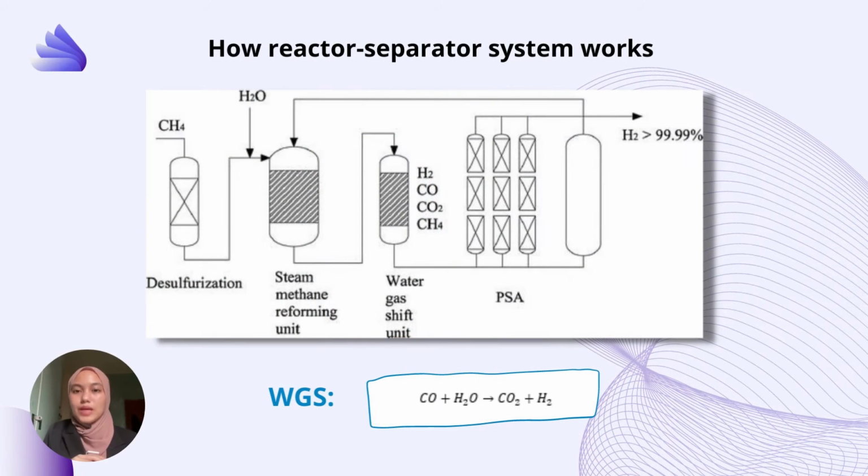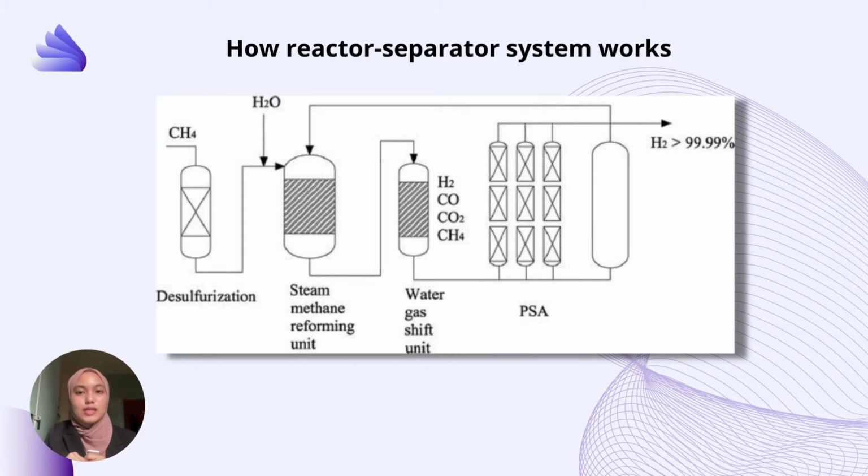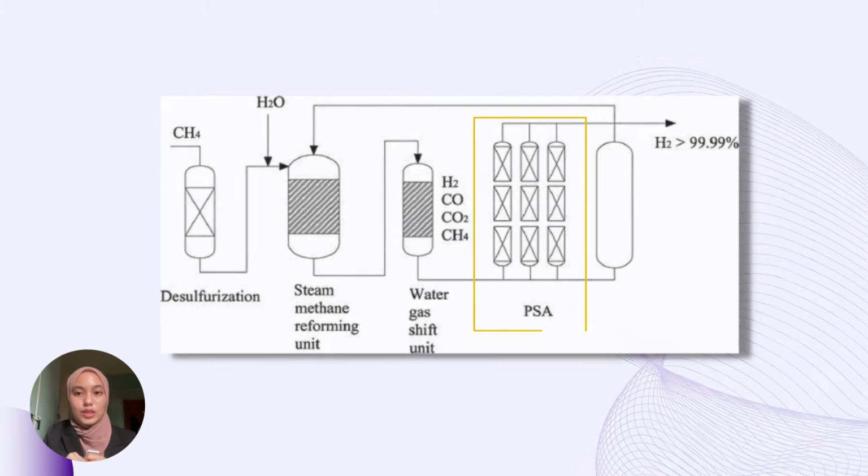Since SMR produces a big amount of carbon monoxide, the gas will then pass through the WGS unit to decrease the amount of carbon monoxide while increasing the hydrogen content. For this reaction, copper-based catalyst was widely used. Carbon monoxide will react with steam to produce carbon dioxide and hydrogen. The product from the WGS reaction still contains quite a high amount of carbon monoxide, carbon dioxide, and methane. Thus, the gas then enters the pressure swing adsorption (PSA) unit to obtain hydrogen with more than 99% purity.